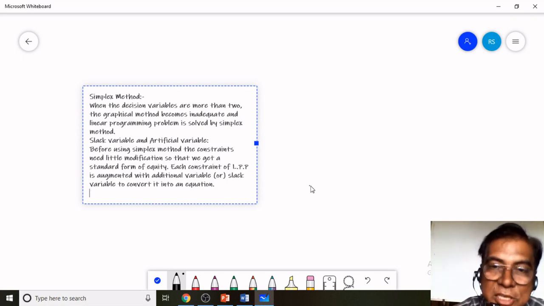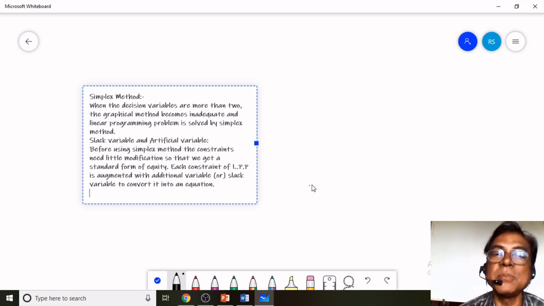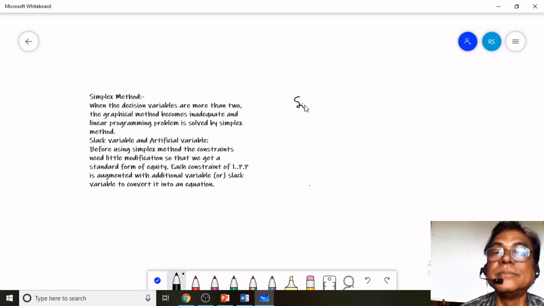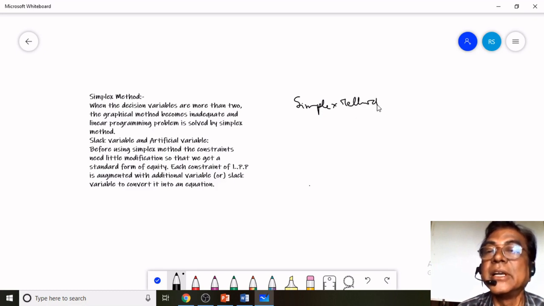Now how to solve a simplex method problem? Suppose here it is maximize. Suppose here the total. Simplex method, come to this point.